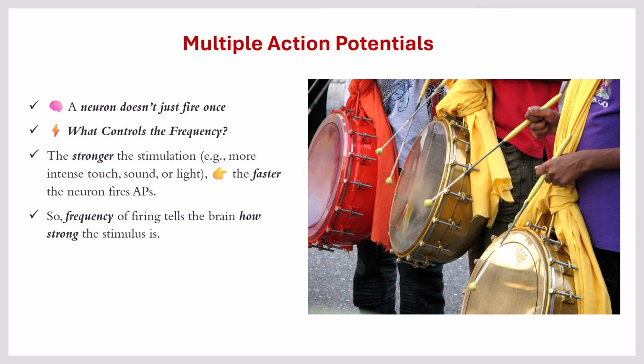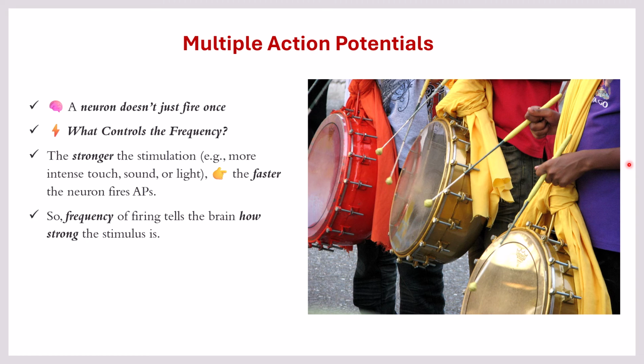And we are getting closer to the end of our course, and we will explain multiple action potentials. A neuron doesn't fire just once. If it keeps getting stimulated, like from a continuous electric current, or if we touch someone and stroke them several times, it can keep firing again and again, producing many action potentials in a row. But what controls the frequency? The stronger the stimulation, for example a more intense touch, sound, or light, the faster the neuron fires action potentials. So the frequency of firing tells the brain how strong the stimulus is.